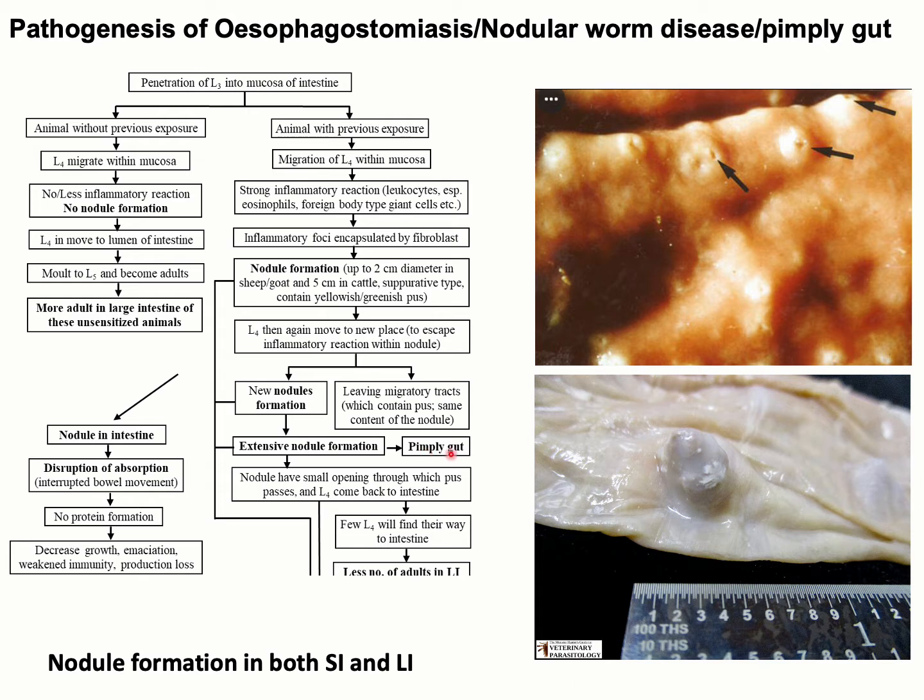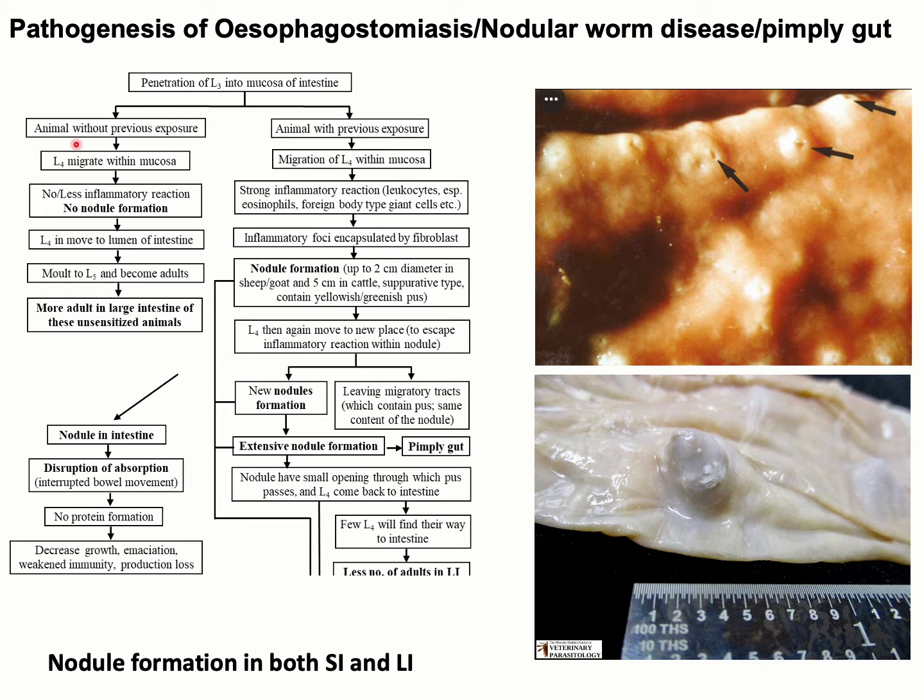is also known as pimply gut, that ultimately results in disruption of the absorption, leading to development of different clinical signs such as decreased growth, emaciation, and production loss. But the pathogenesis of Oesophagostomiasis starts with the penetration of L3 in the wall of the intestine. So two situations will be discussed here.